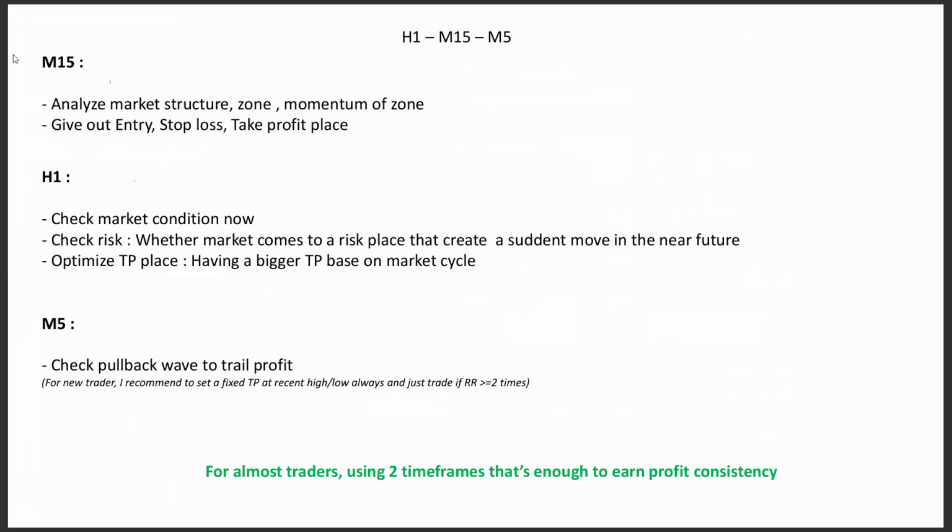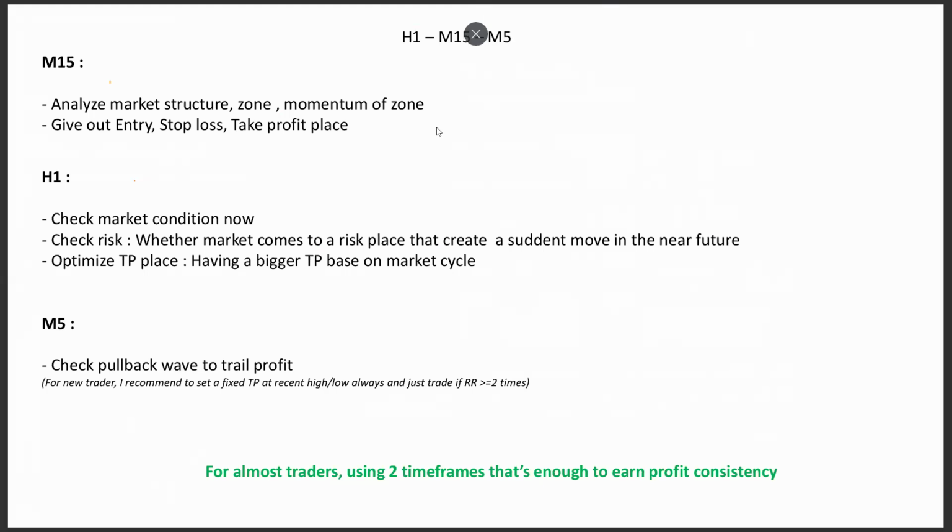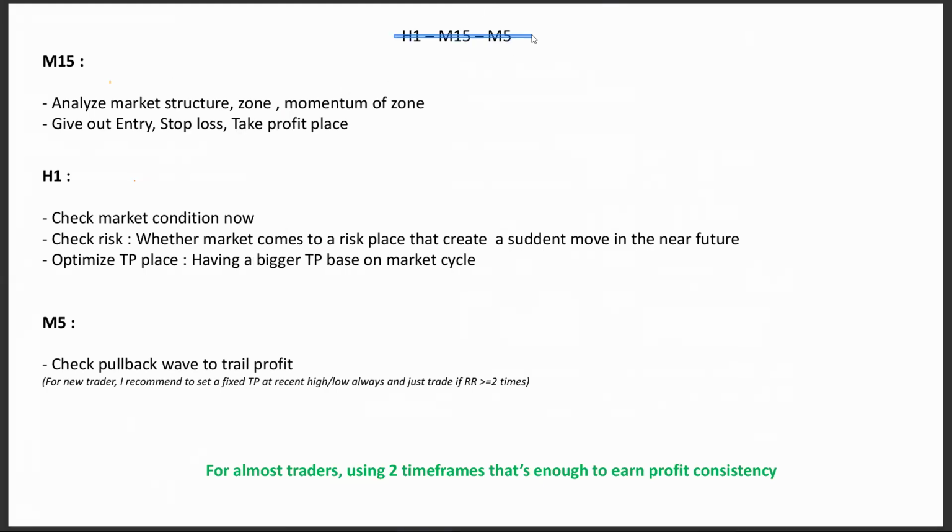Now, like I said, M15 is to analyze market structure, your zone, your key level, and all of that. 1 hour is where you check market condition, you check where to take your take profits, you understand. Then M5 is where you confirm your entries and also trail your stop loss. So this is what I recommend. 1 hour, M15 and M5. Okay, so that's it.